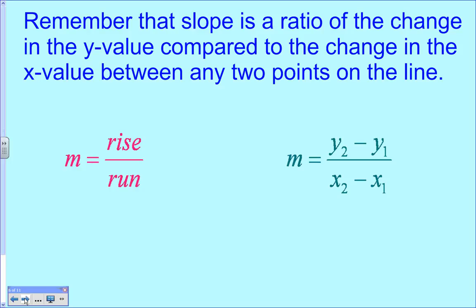Remember, slope is a ratio. And even if you have a slope that is an integer, like 5, we can still express it as a ratio, 5 over 1. Ratio, rise to run. Change in y compared to change in x. This is your slope formula. When you're given 2 points, you can look at that formula to determine the slope of the line that passes through your 2 points.